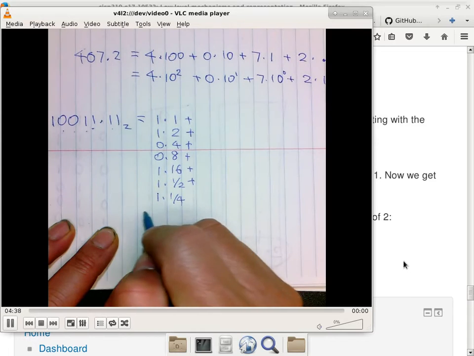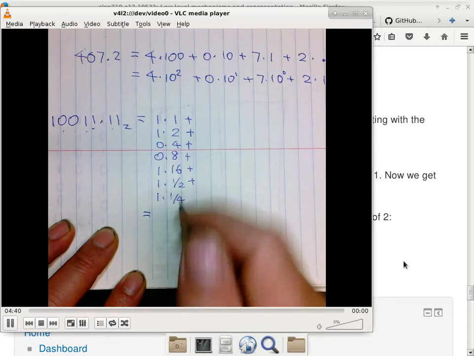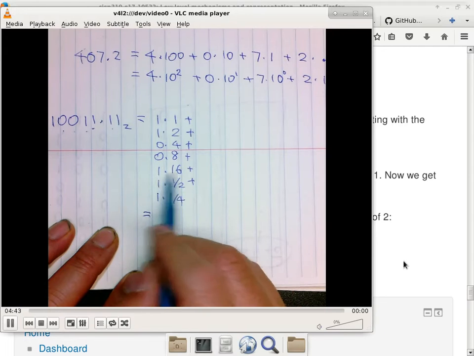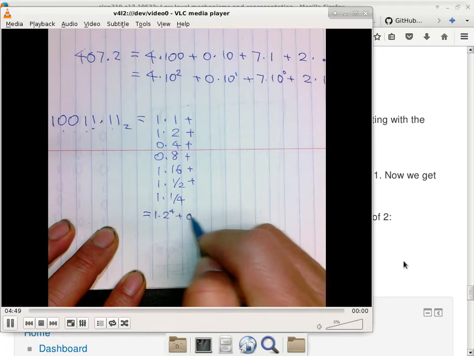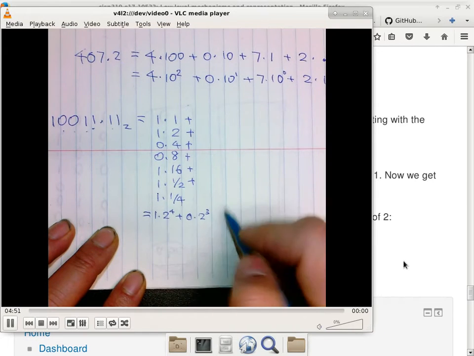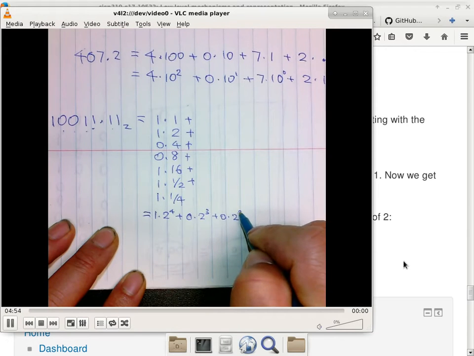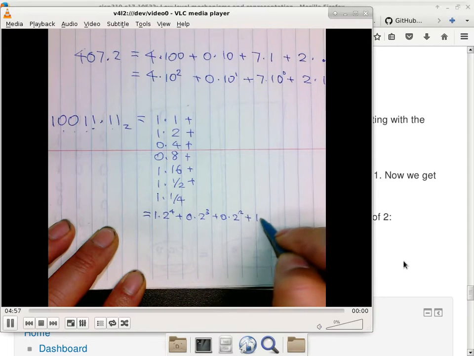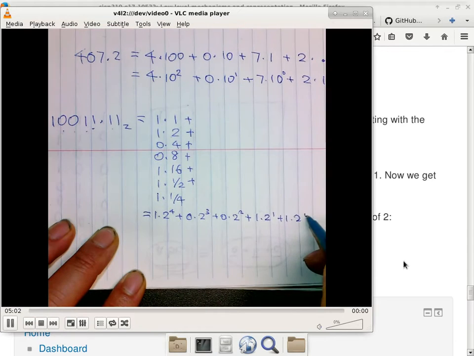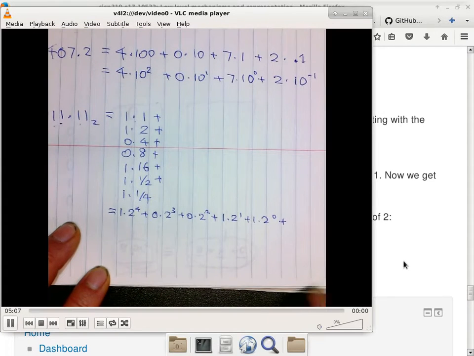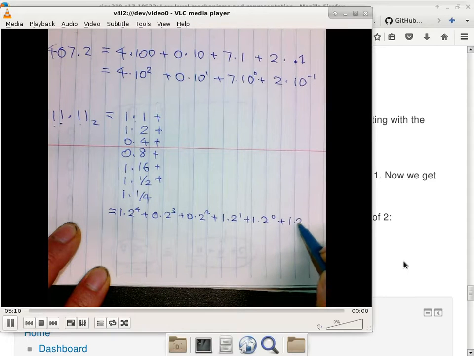But we can rewrite everything as a power of 2. Let's start with the 16. So we have 1 times 2 to the power of 4, plus 0 times 2 to the power of 3, which is the 8, plus 0 times 2 to the power of 2, which is the 4, plus 1 times 2 to the power of 1, which is the 2, plus 1 times 2 to the power of 0, which is the 1 here. And then on the fractional side, we have 1 times 2 to the power of -1, which is the half, plus 1 times 2 to the power of -2, which is the quarter.